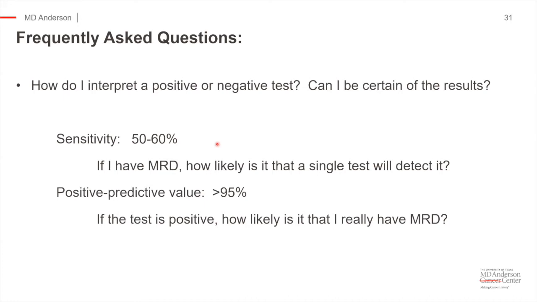Now, the corollary is the positive predictive value. So if the test is positive, how likely is it that I really have it? That is a very high number, meaning that when we see that positive, and we can never say 100%, because nothing's ever 100%, if the test is positive, how likely is it that I really have MRD?